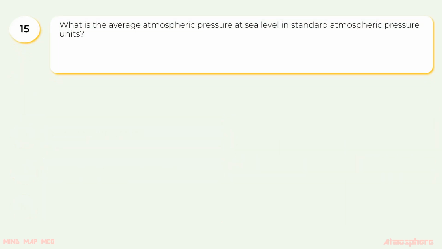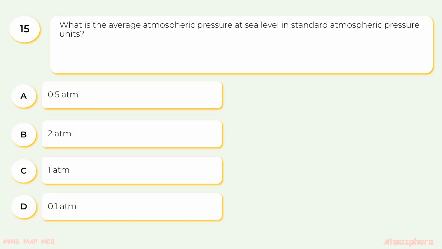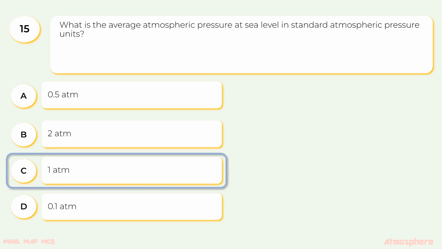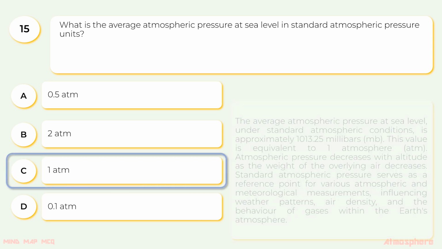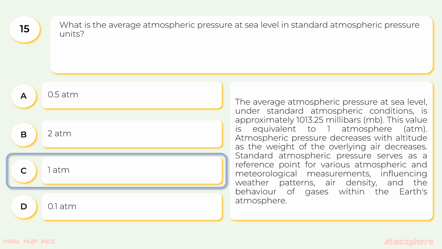15. What is the average atmospheric pressure at sea level in standard atmospheric pressure units? The options are A. 0.5 atmosphere, B. 2 atmosphere, C. 1 atmosphere, D. 0.1 atmosphere. The correct option is C. 1 atmosphere. The average atmospheric pressure at sea level under the standard atmospheric conditions is approximately 1013.25 millibar. This value is equivalent to 1 atmosphere.